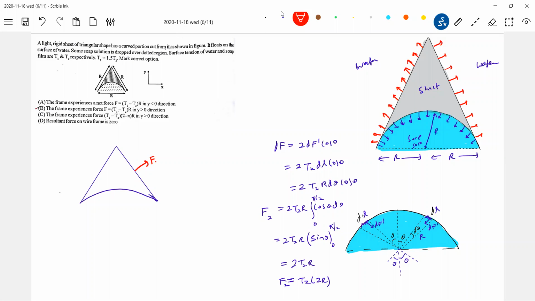Let's call the force due to this F1, and the resultant force F2. What can be the angle? It's an equilateral triangle, no? R and R. So what is the angle it will make? What is the angle made by this? Anybody? 30 degrees? It should be 30 or 60. 60 degrees, right?